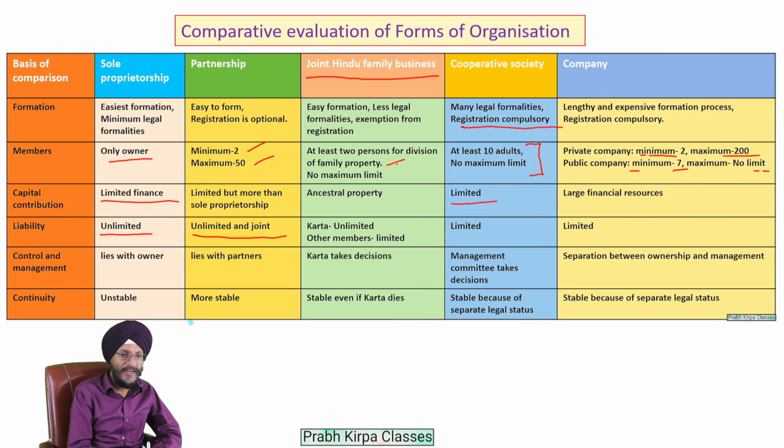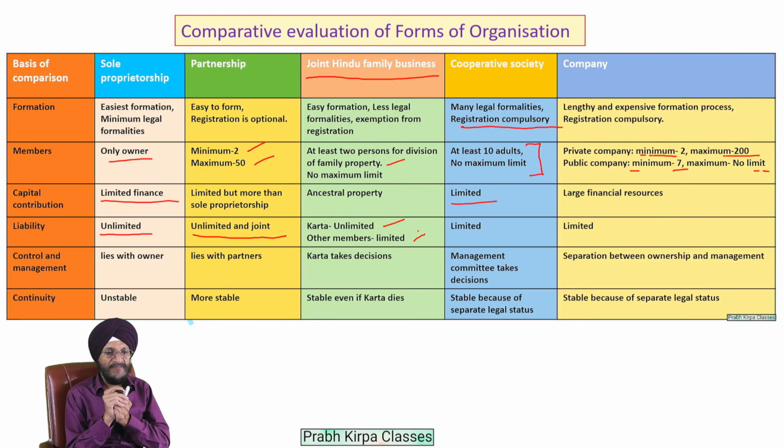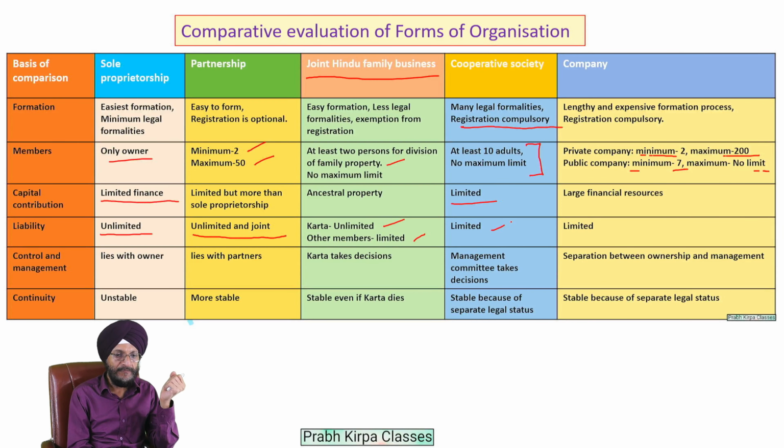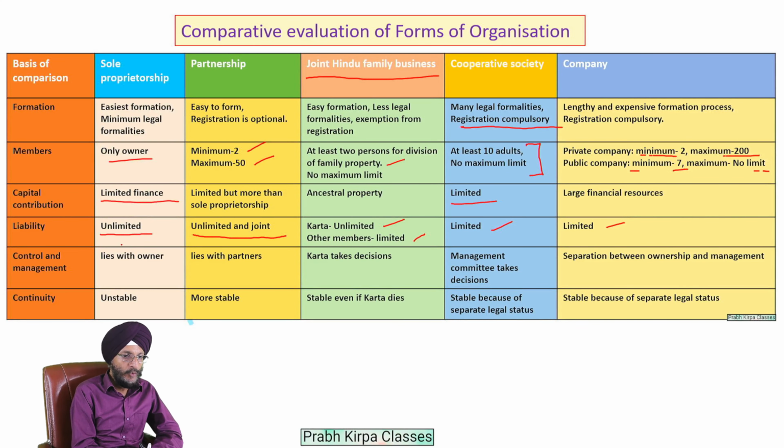In the case of joint Hindu family, Karta has unlimited liability, all the other members of the family have limited liability. In the case of cooperative society, its members have limited liability, and in the case of the company, the shareholders have limited liability. In the case of sole proprietorship, he takes all the decisions.